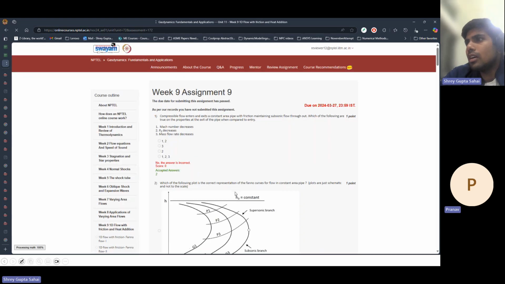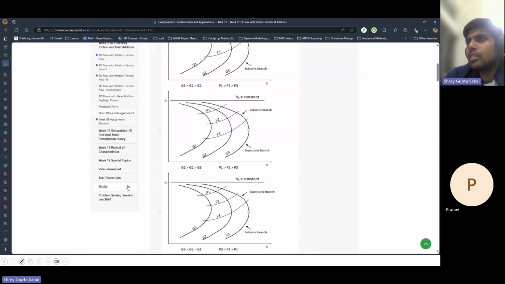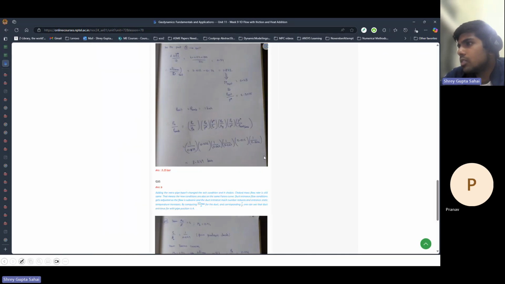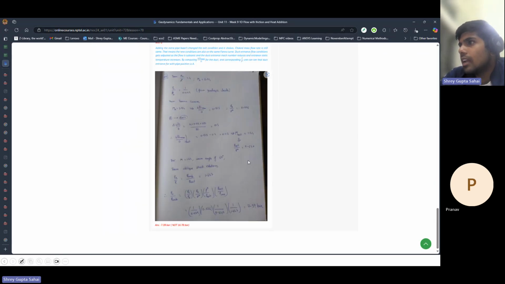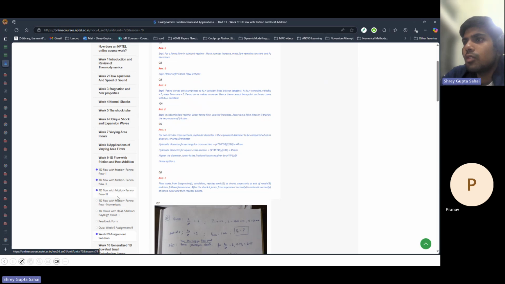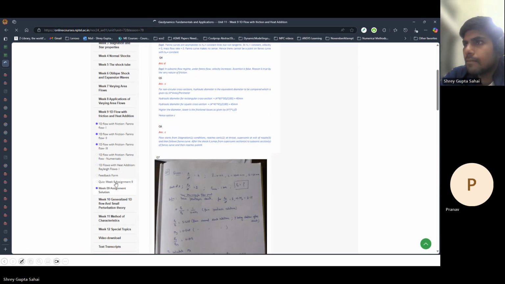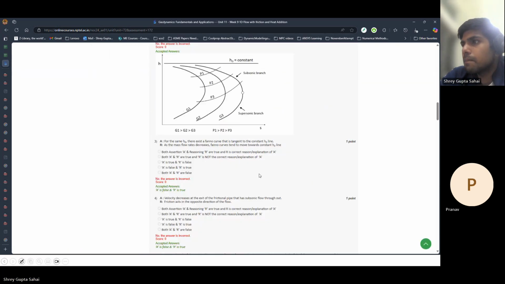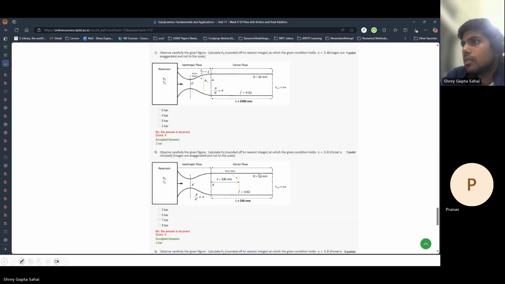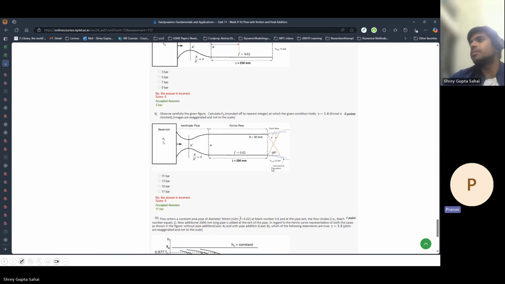Yeah, so maybe this is okay, fine. Let me see if there is some error with the other question also. We'll have to solve it to see if there is an error somewhere. Maybe this one should be fine. Let's see the ninth question. That's an oblique shock question.